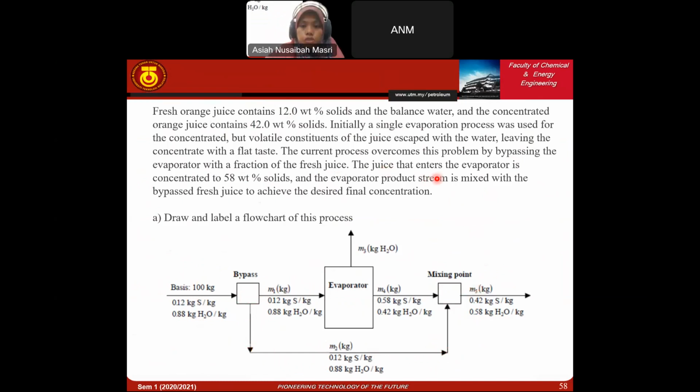Okay, the juice that enters the evaporator is concentrated to 58% solid. So we actually put the orange juice, this is the fresh. We bypass some, so some enter here, and we concentrate it to 58% solid. So here will be the output. Why here? Why not here? Okay, let's say you got confused. Why is 58% actually the product? First reason is, of course, the statement itself. The juice that enters the evaporator is concentrated, so there is an action there.